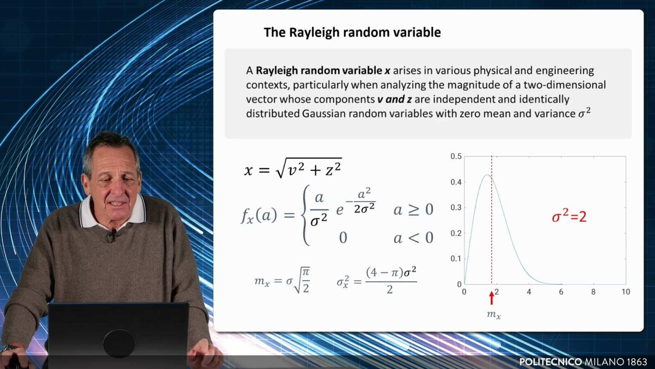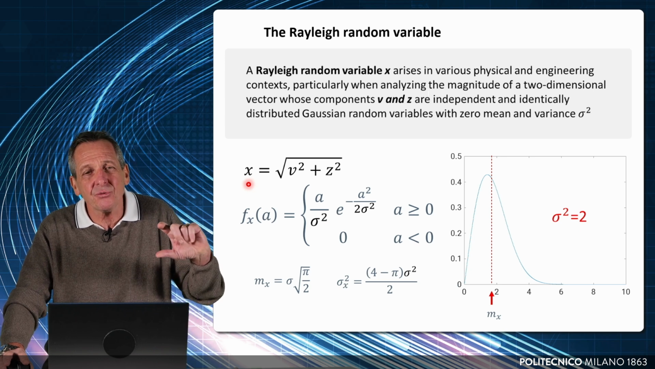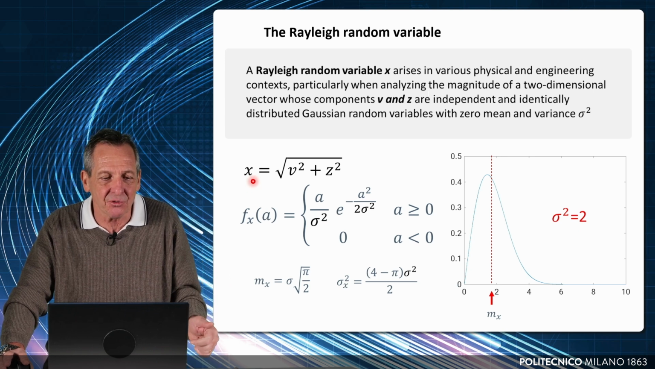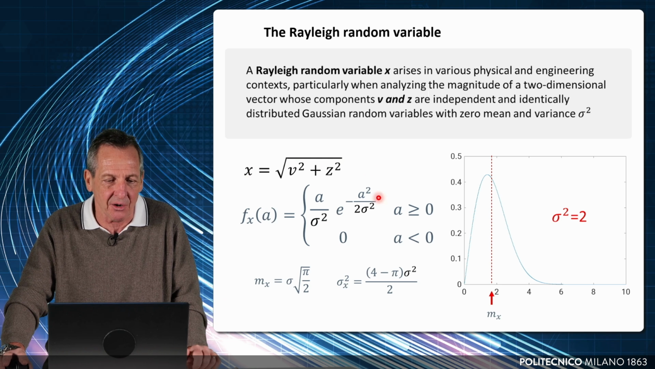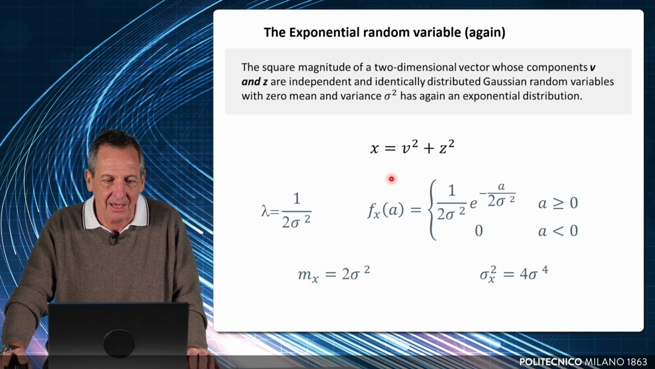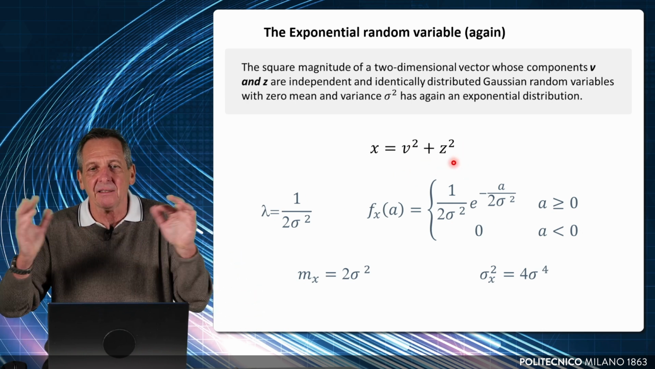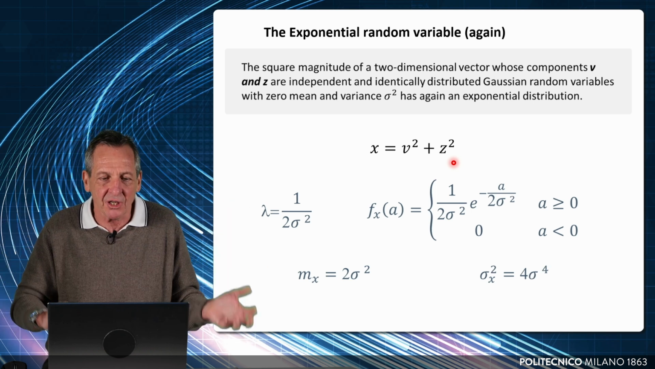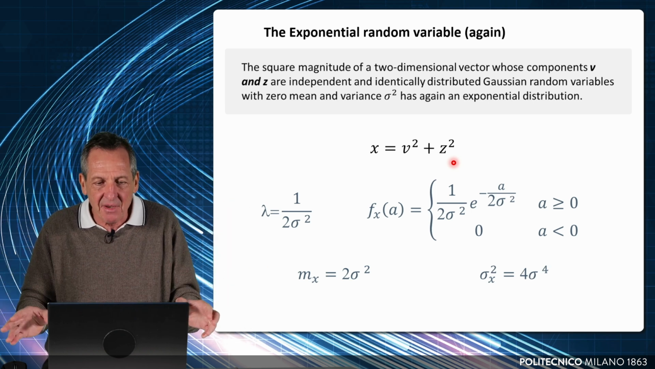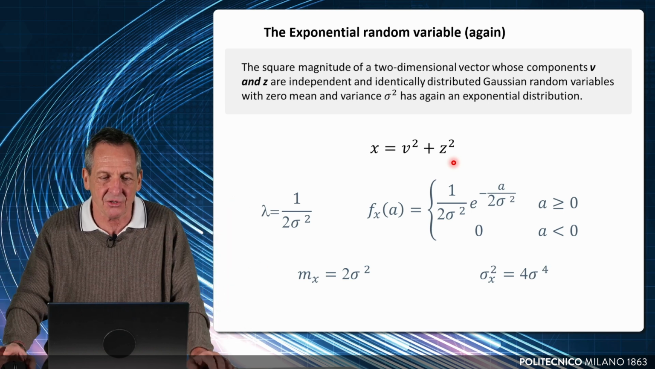If you are not interested in the absolute value, but in the square of the absolute value, so we remove the square root here, and we get this random variable here, v squared plus z squared, where v and z are independent random variables with Gaussian probability, zero mean, same variance, sigma square.